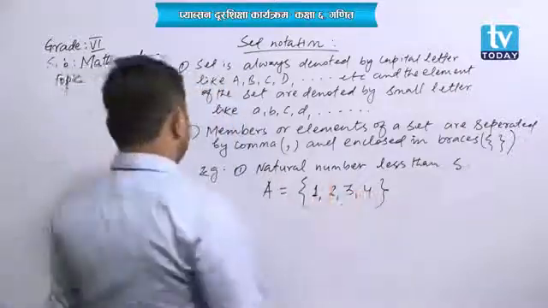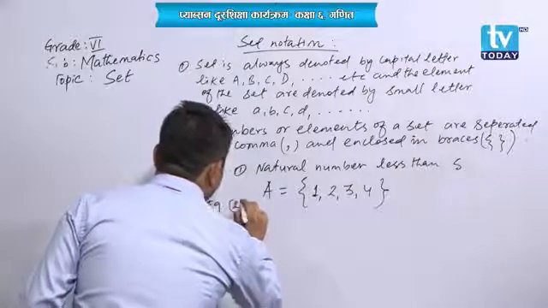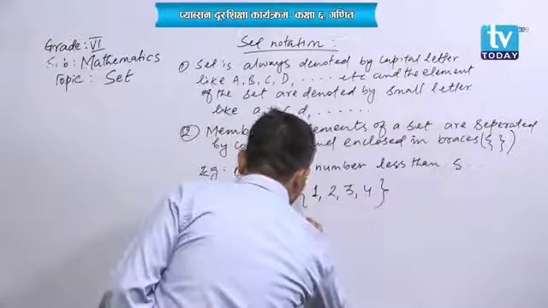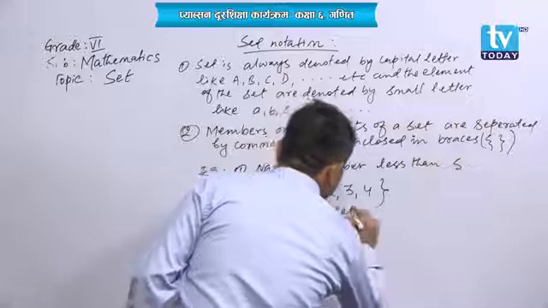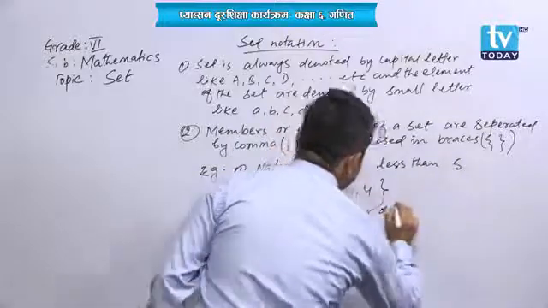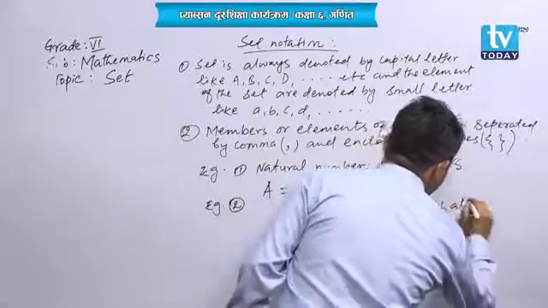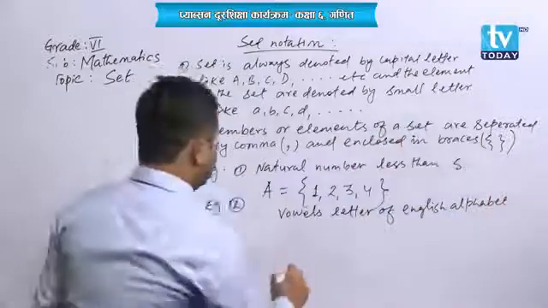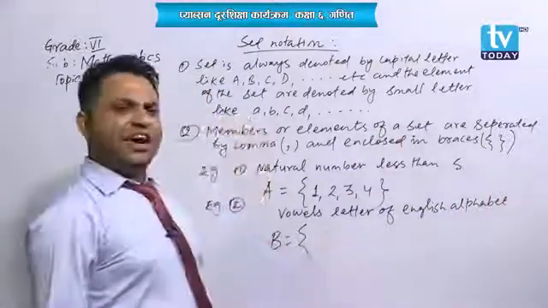Alright, now let me write another example. Example number 2: vowel letters of the English alphabet. Now you can denote this by B. Vowels, you know, A, E, I, O, U.